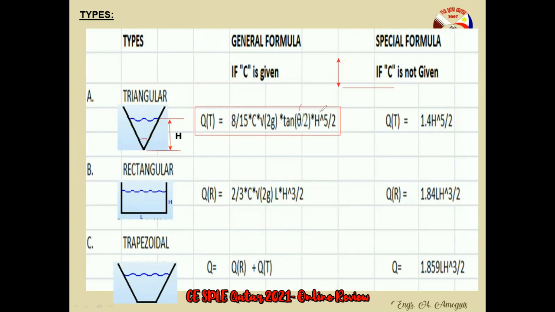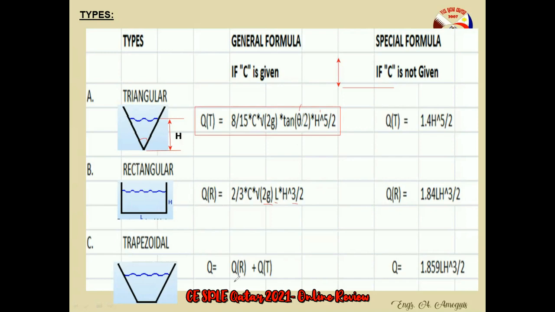Di ba? Ngayon, kung rectangular naman, ang formula niya is 2/3 C square root of 2g. So, instead of H raised to 5 halves, nagiging 3 halves. Tanggalin mo yung isang H, palitan mo ng L. No? So, ito, naging 3 halves na lang instead of 5 halves. 3 halves, 1.5. Dito is 2.5. So, tinanggal yung isa, pero papalitan mo ng L. So L times H raised to 1.5 or 3 halves. So, yun yung rectangular. Alright?